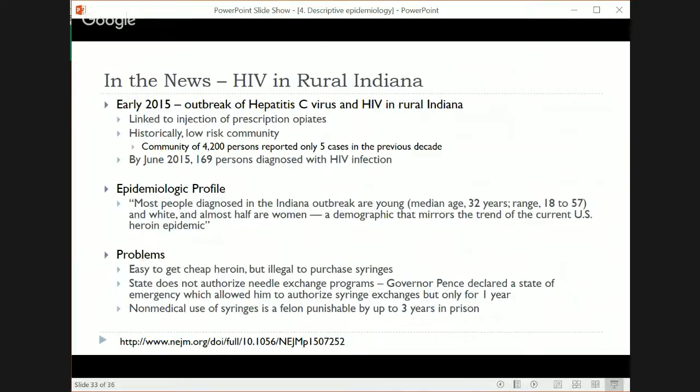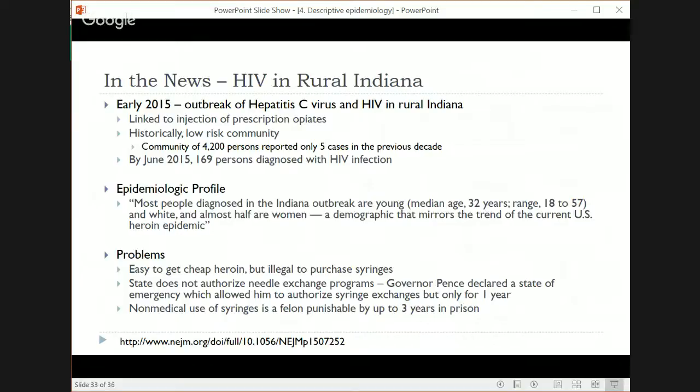Early 2015, so I guess not technically last year, there was an outbreak of hepatitis C virus and HIV in rural Indiana. The outbreak was linked to injection of prescription opiates. So this had been a historically low-risk community of about 42,000 persons. They had only reported 5 cases in the previous decade. However, by June of 2015, 169 cases had been diagnosed with HIV infection.